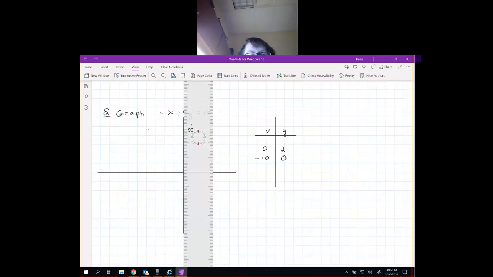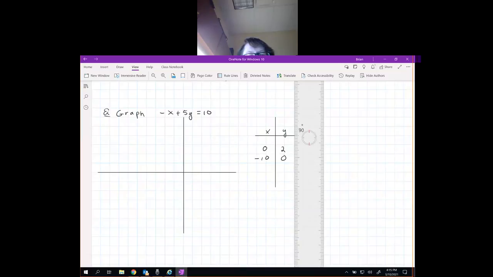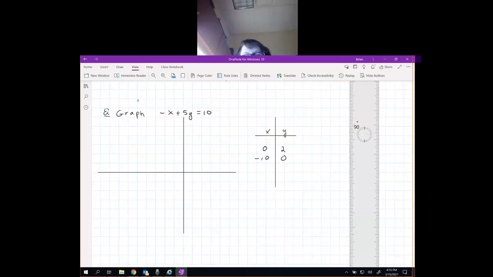Now let's try this again. 0, 2. I'll go ahead and put a dot up here. There's 0, 2. Negative 10, 0. Let's see if I have enough space over here now. 1, 2, 3, 4, 5, 6, 7, 8, 9. Oh, it's right on there, right on the edge.